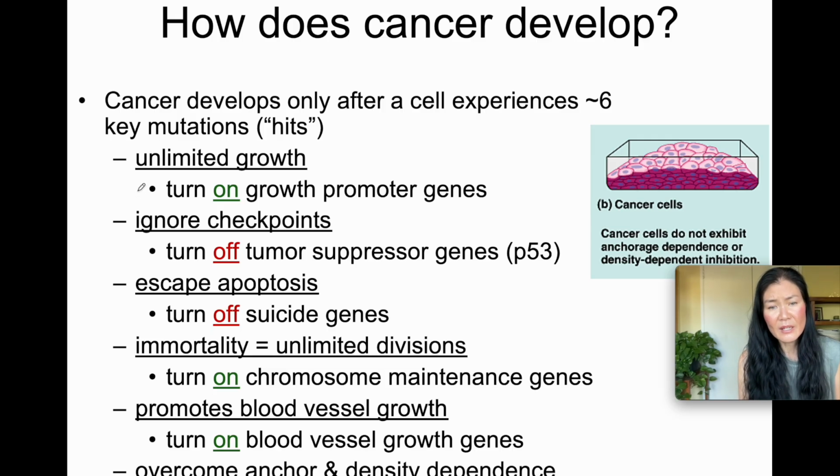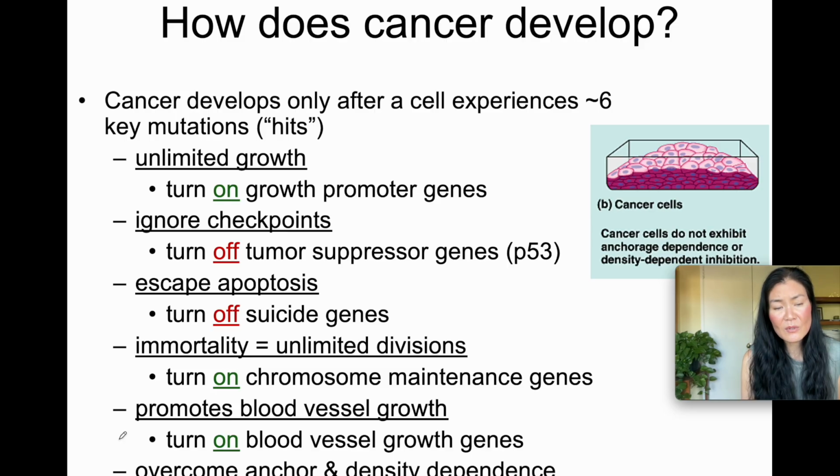Ignoring checkpoints. For example, maybe there's a mutation in P53. When P53 is mutated, the cell is going to continue to divide even though it has DNA damage, and therefore it's going to escape apoptosis. Instead of the damaged cell dying, it's going to reproduce by mitosis and produce more abnormal cells that have these mutated genes. And also unlimited divisions. Most of our cells are limited to about 50 cell divisions, but some cancer cells are unlimited and can divide forever.